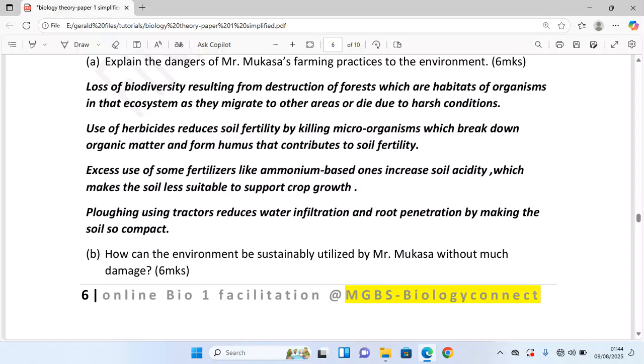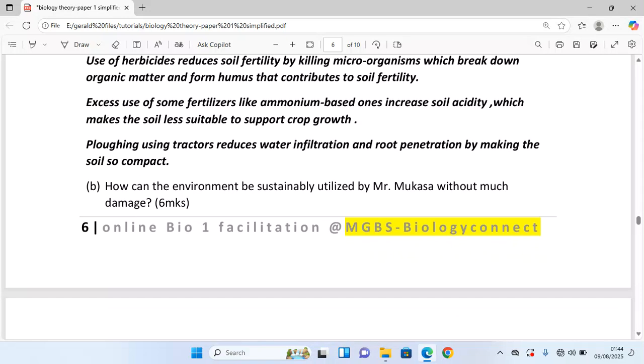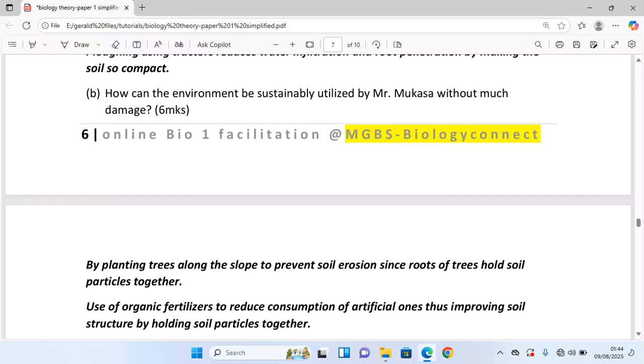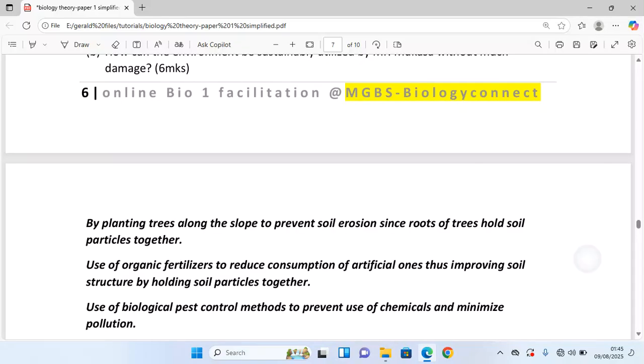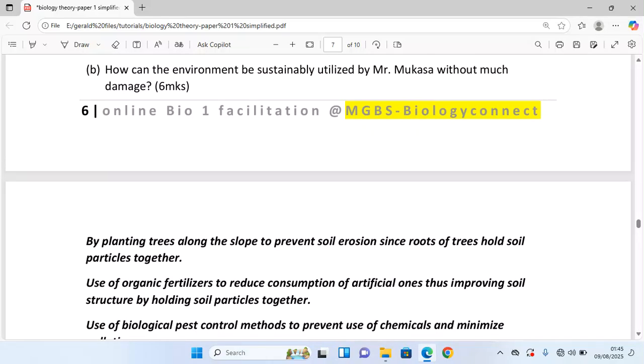So that is part A of this item. And part B, still: how can the environment be sustainably utilized by Mr. Mukasa without damage? Then you're giving other alternative farming practices that Mr. Mukasa would have used in order to conserve the environment.